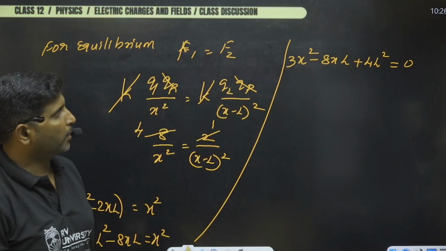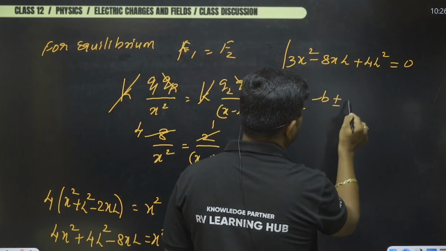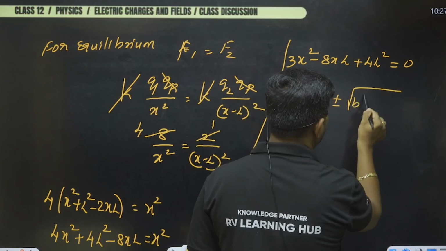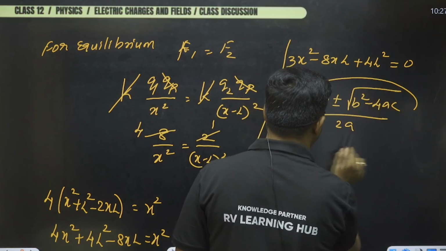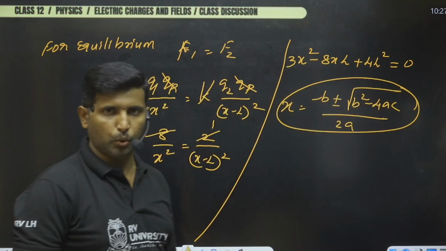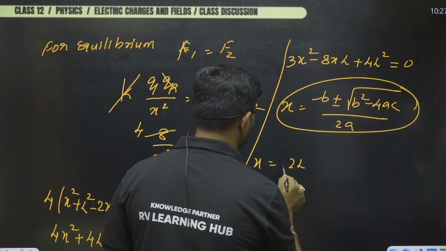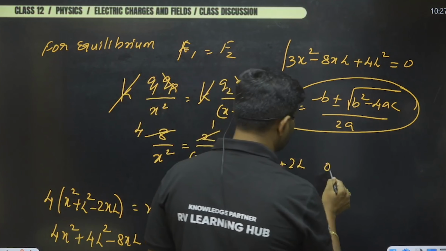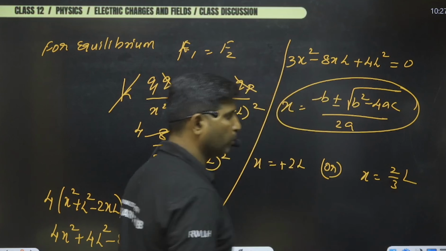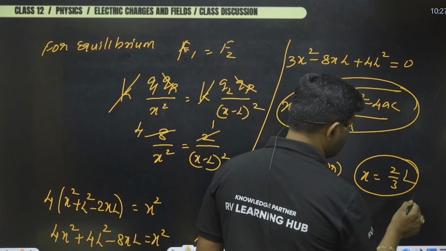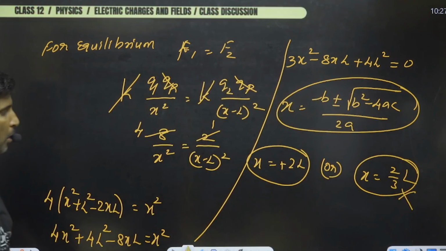Whenever we do simplification by using x is equal to minus b plus or minus root of b square minus 4ac divided by 2a, this is the formula for calculating the root. Then we will get x equal to 2L, or x equal to 2 by 3 L. 2 by 3 L is not possible. Hence we can go with x is equal to plus 2L.